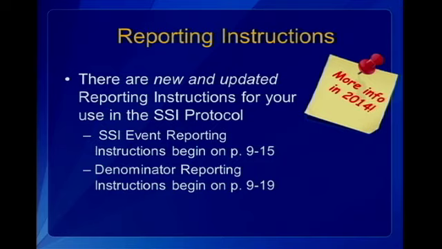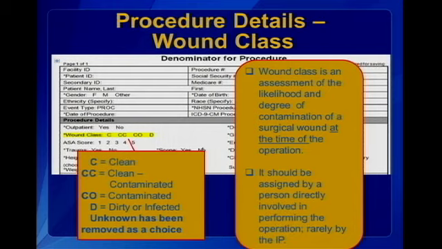So I want to let you know that there are new and updated reporting instructions. Again, page 915 is where you're going to find your actual SSI. 9 means it's chapter 9. 9-15 is where you'll find your actual event reporting instructions, so if you have a question about how to report infections, there are additional reporting instructions, and your denominator reporting instructions start on page 19 of your SSI protocol.